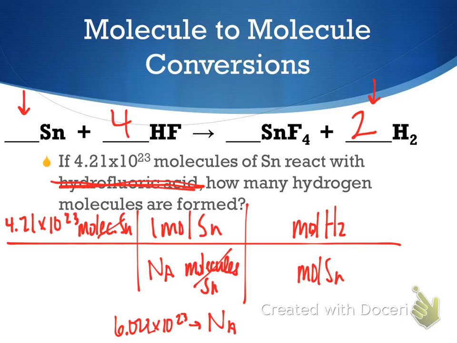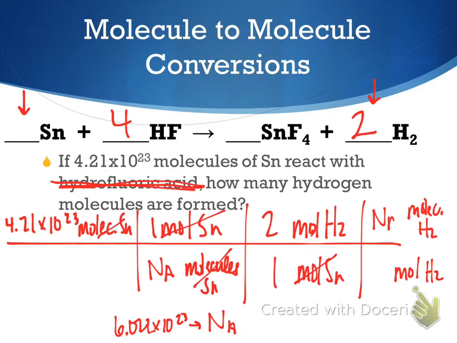So I want to get rid of moles of tin and go to moles of what? H2, okay? And so from top to bottom here, what's going to go in my T-chart? What numbers? 2 and 1, right? Those are our coefficients from our formula. So if I stopped right now, what unit would I be in? Moles of hydrogen, okay? So now I'm going to finish moles of hydrogen and go to molecules. And Avogadro's number goes there as well.